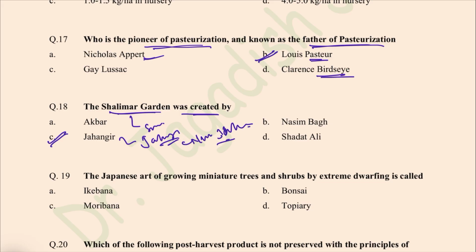Okay, so Akbar commissioned Nasim Bagh, another important garden in Kashmir. Sadat Ali, so basically they are Muslim leaders, but here the right answer is Jahangir. The defining characteristic of a Mughal garden, involving a four-part symmetrical layout with water channel, is called Charbagh. Which Mughal emperor is credited with the introduction of Charbagh garden design in India? That is Babur.